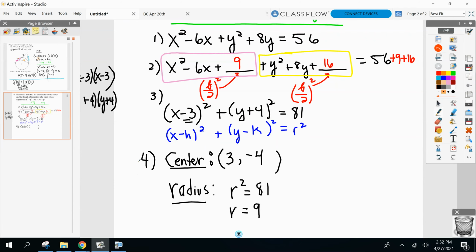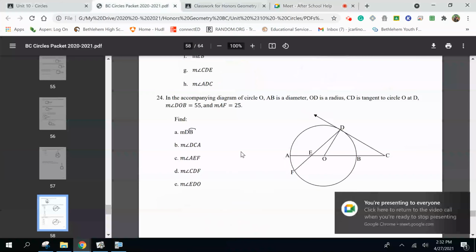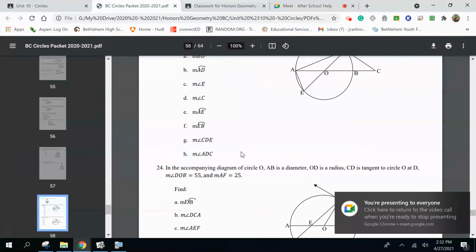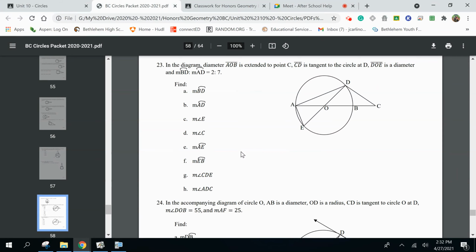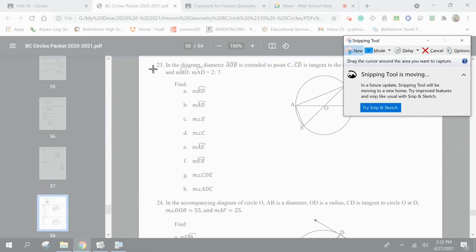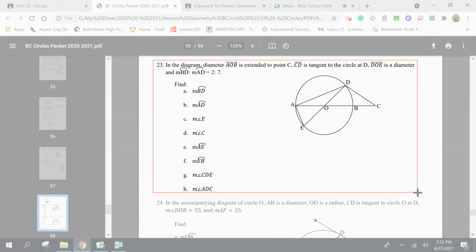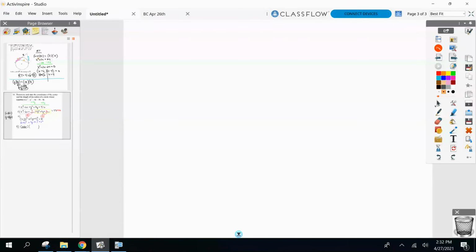I have a question about number 23 in the packet. Okay, let me get the packet up. Go ahead. I just needed help finding angle ADC. I couldn't figure out how to do that. Got it. All right, so you got all the arc measures first? Yeah. Okay, good. Because that'll make this a lot quicker then, if you have all the arc measures.